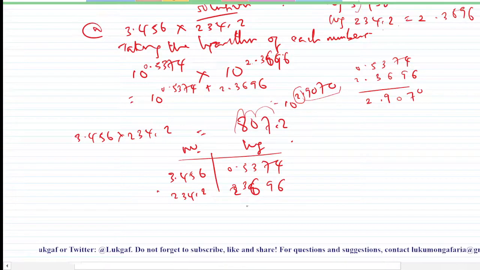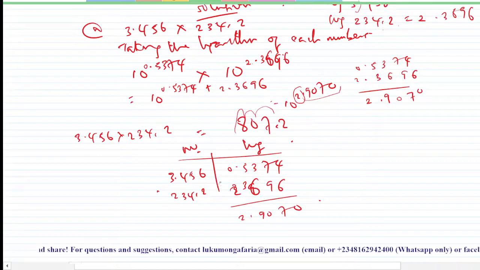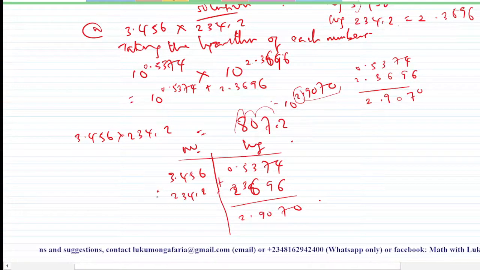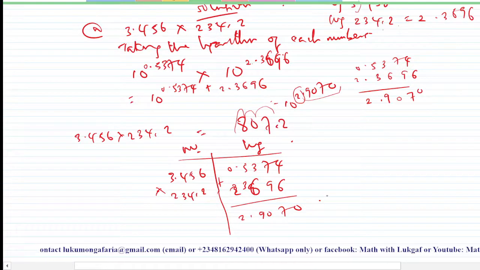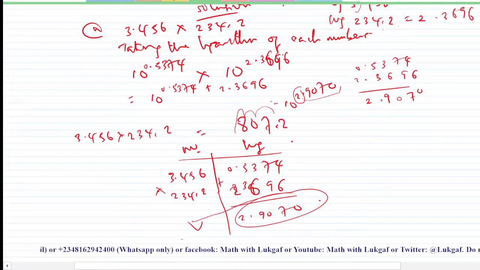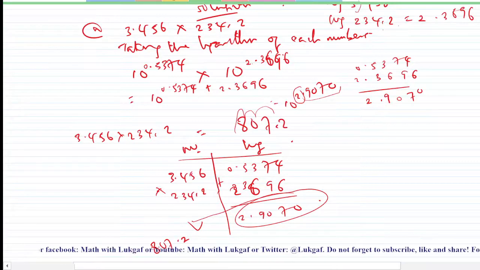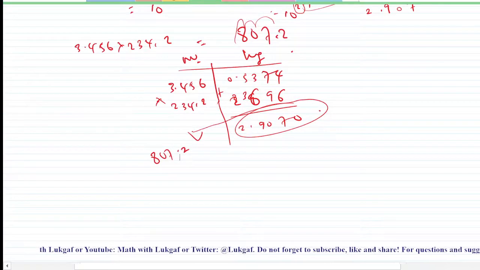2.3696. If you add the two together, you are going to have 2.9070, since it is the logarithm and you are multiplying. So you now find the antilog of this. That will give you 807.2. So you can see this is very difficult. You don't want to do that in standard form like that.